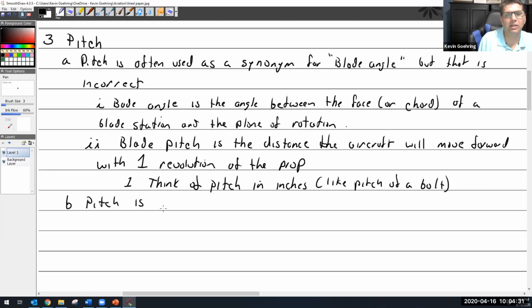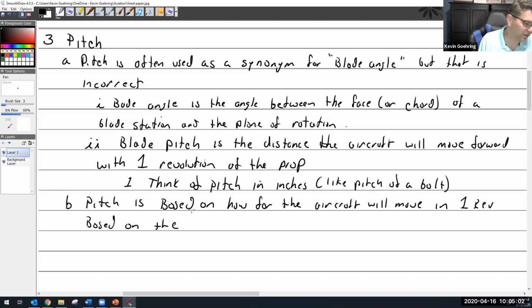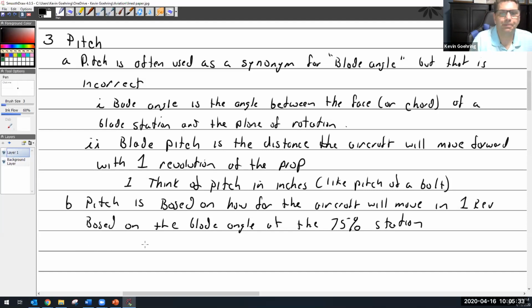Pitch is based on how far the aircraft will move in one revolution, based on the blade angle at the 75% station. Okay, so everybody follow that one.